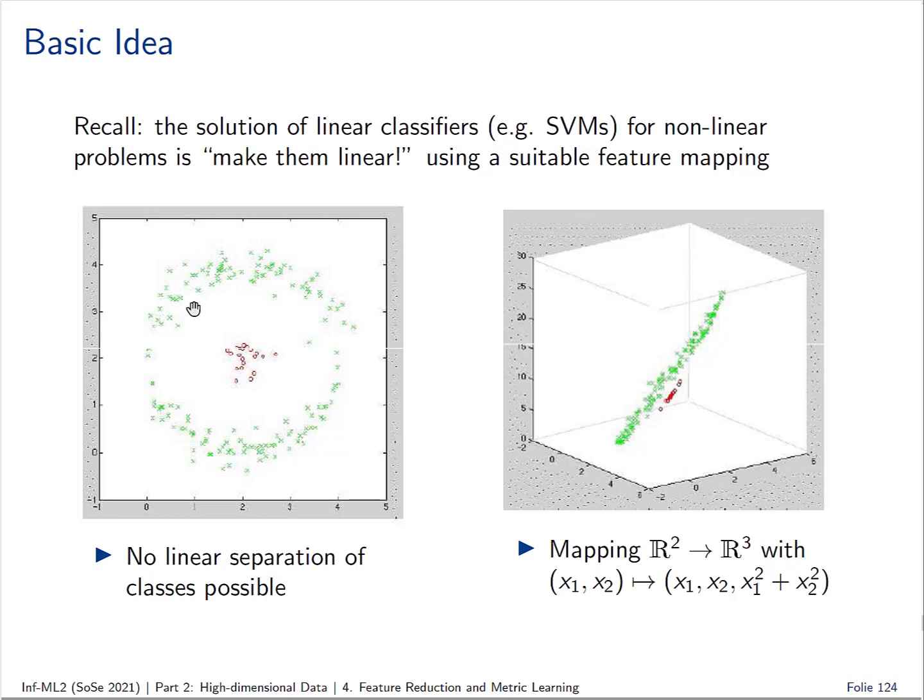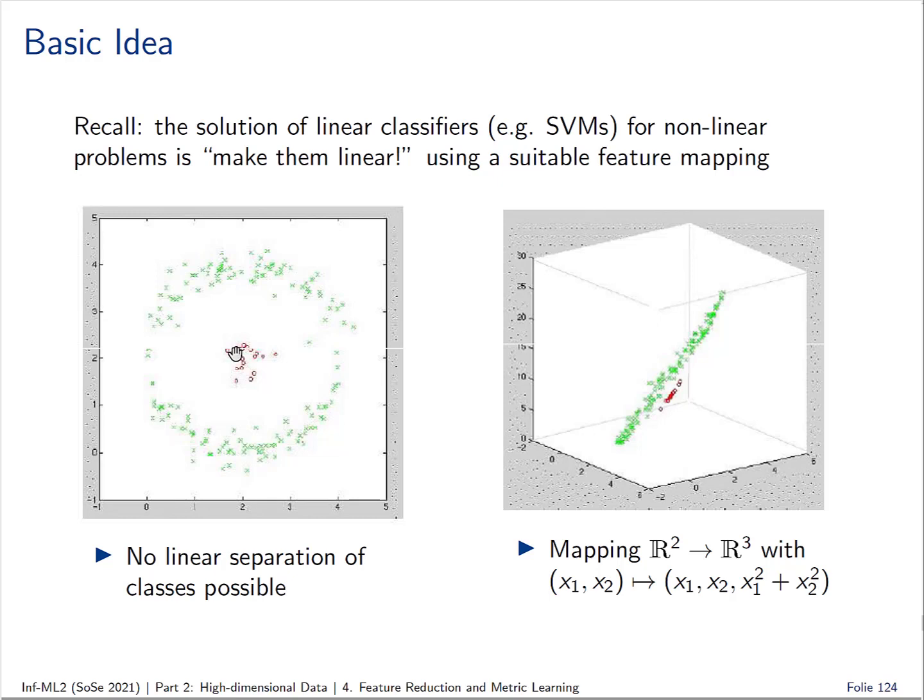But obviously there is no line to draw in this data space so that on one side of the line we have the red ones, and on the other side the green ones. So there is no linear separation possible for these two classes. It's a non-linear problem. And the solution with support vector machines is, first of all, to introduce a soft margin, but that doesn't help here.